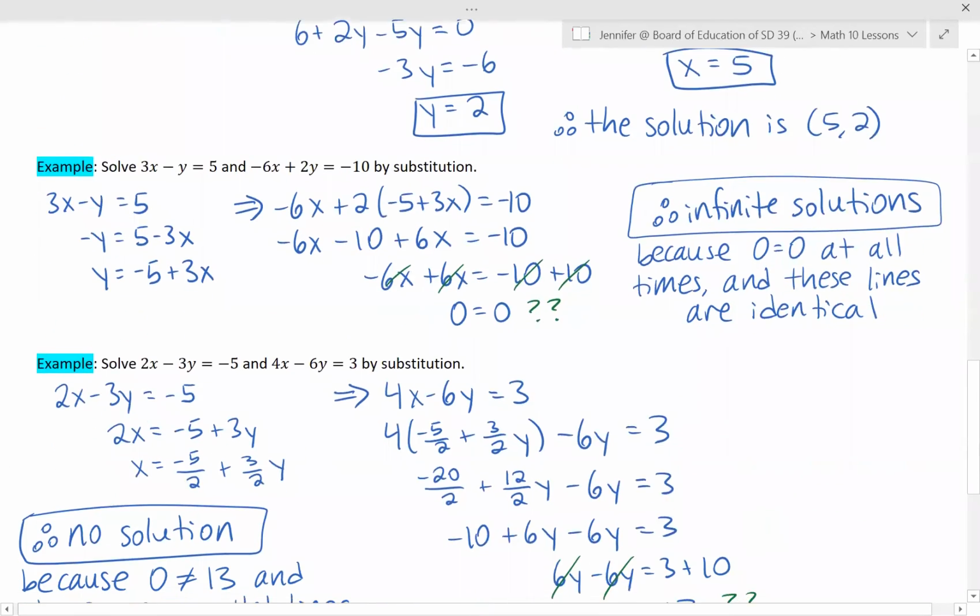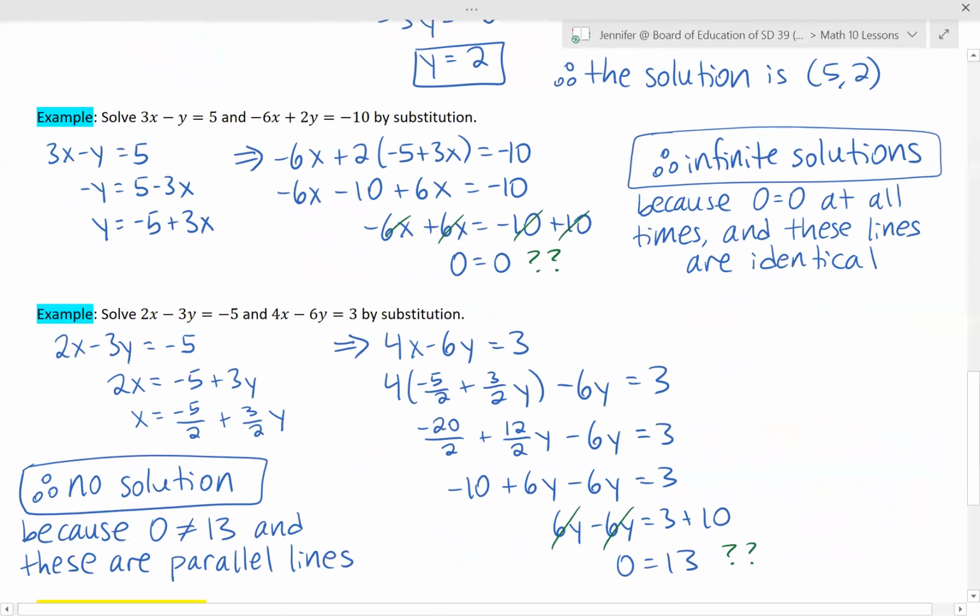The other special case here is when you have no solution. So same thing, we're trying to solve by substitution. We pick one of the equations, isolate for the variable, and plug it into the other equation. We do all our algebra. When we get to the end, we get that 0 equals 13. This is an indication that there is no solution because this is not true. This is impossible. 0 does not equal 13.